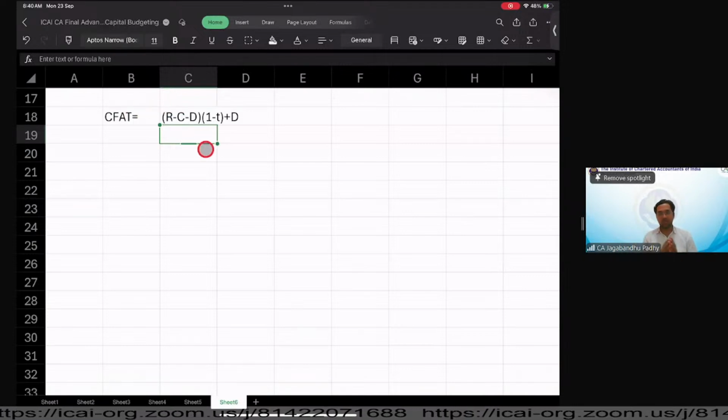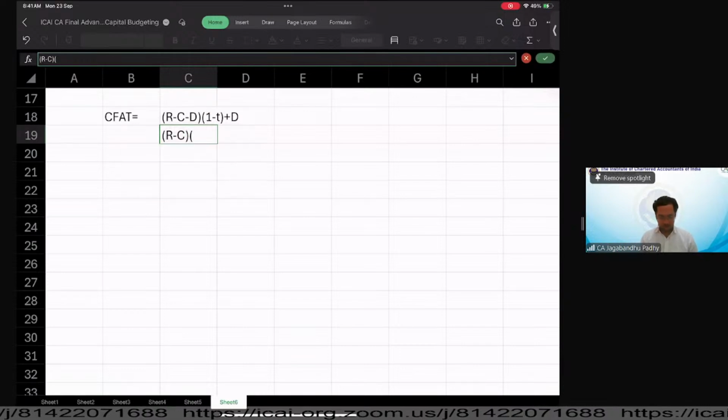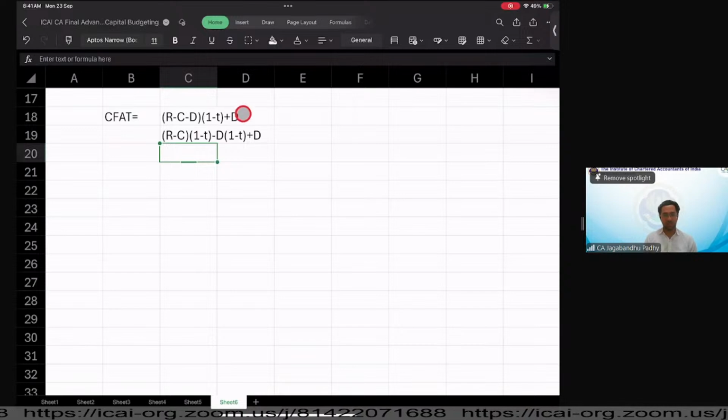Okay. Let's try to break it open, and we'll see new avenues coming for our discussion. We can simply say, this 1 minus t, let's take it inside, and we'll say it is revenue minus cost into 1 minus t, minus depreciation into 1 minus t, add depreciation. I just multiplied this 1 minus t with revenue minus cost as one component and with depreciation as another component, and then we added the depreciation part.